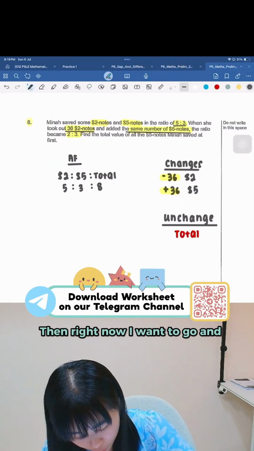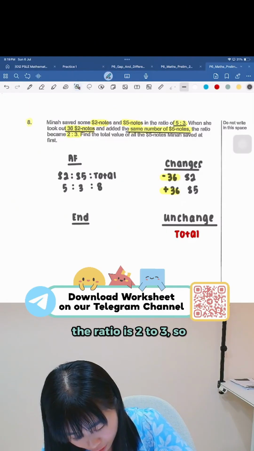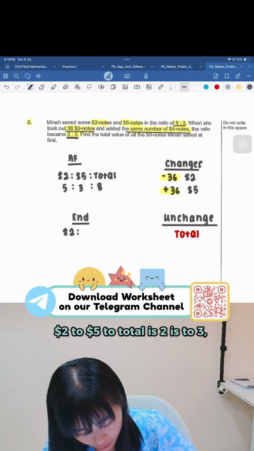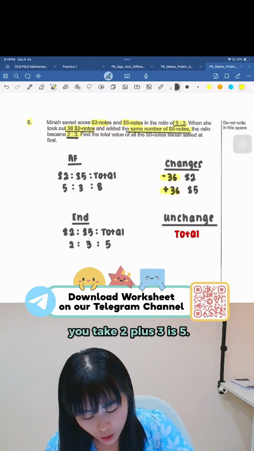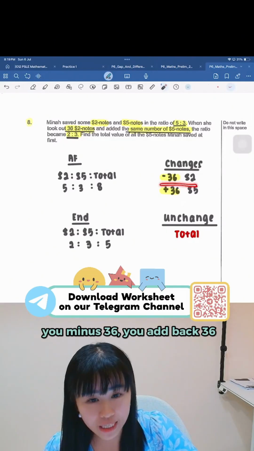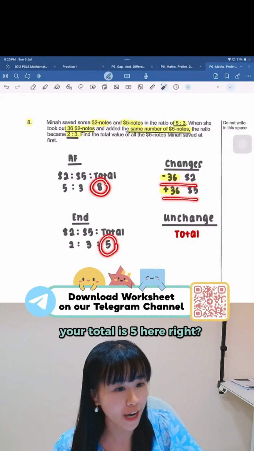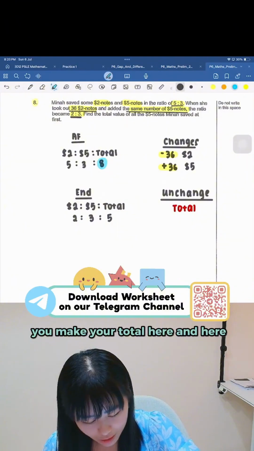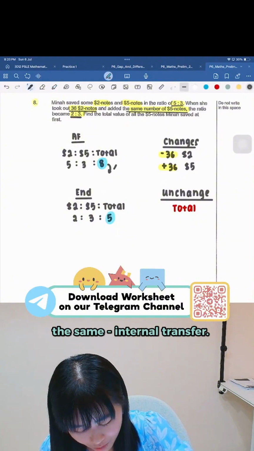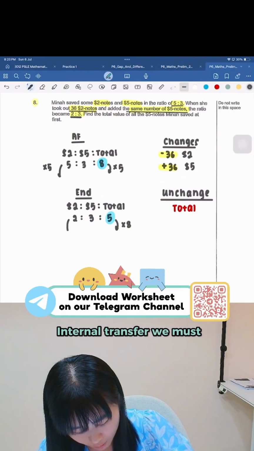Now I want to find the ratio in the end. Let me get it from the question. They say the ratio is 2 to 3. So $2 to $5 is 2 to 3. You take 2 plus 3 is 5. Because you minus 36 and add back 36, the total shouldn't change. But here your total is 8, and here your total is 5. What should you all do? Make the total the same. Yes, you make your total here and here the same. Internal transfer. Times 5 here and times 8 here. Internal transfer, we must make the total the same.